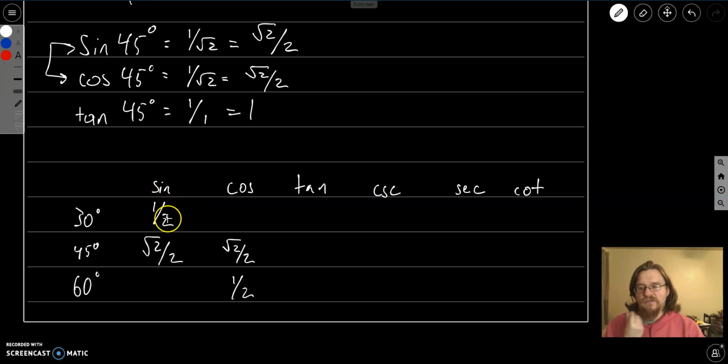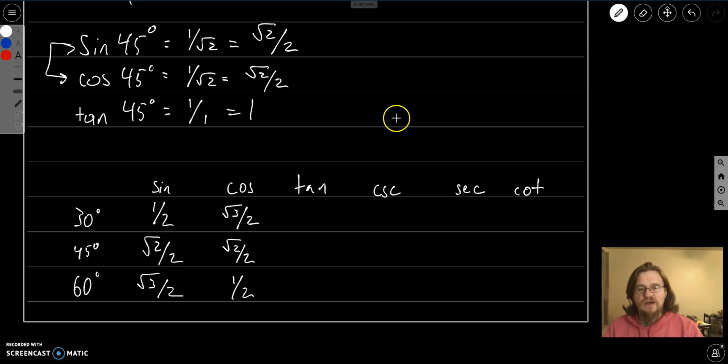The cosine of a 30 degree angle as well is going to be the square root of 3 over 2. And again, this is maybe one that I just remember. But then, the cosine of a 30 degree angle will be the same as the sine of a 60 degree angle.